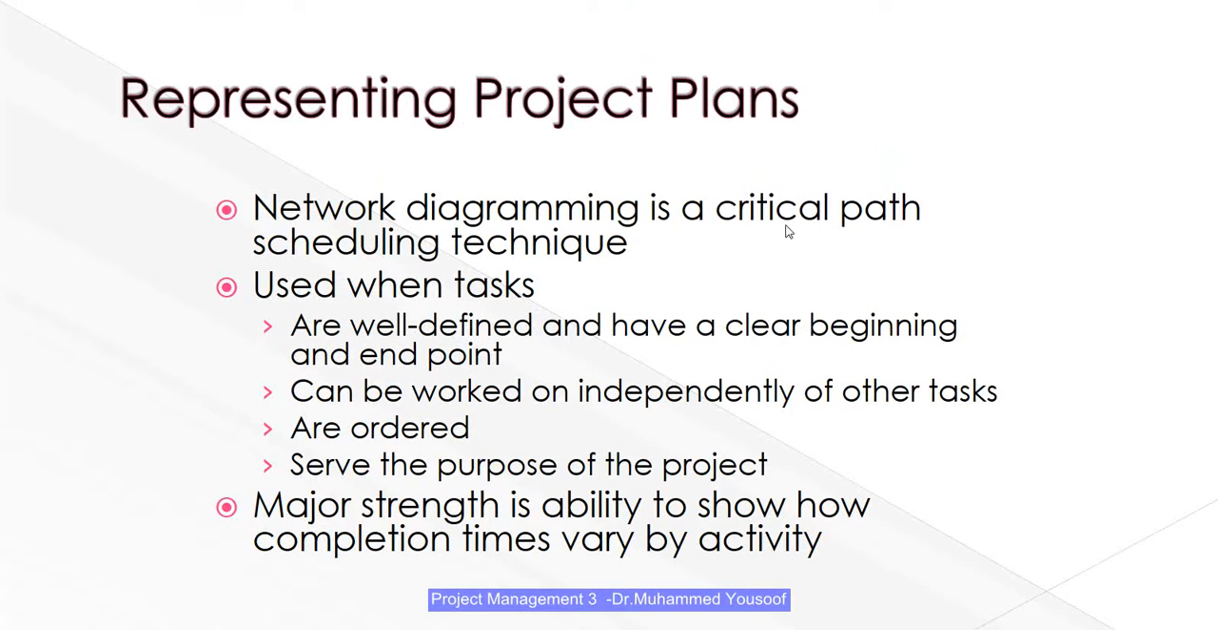Network diagram is a critical path scheduling technique. You know what a critical path means? For example, you want to do the project development in a shorter time, optimizing your resources. So you have to know which sequence is the best sequence to follow, and that sequence is called the critical path method. If you are going to skip this path, maybe your project will be delayed.